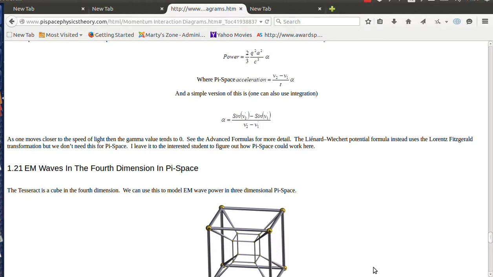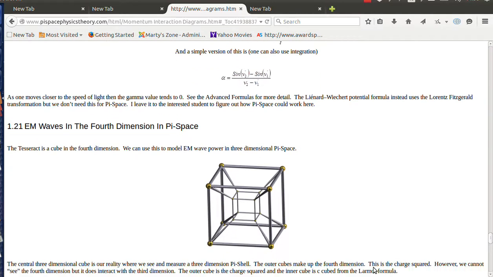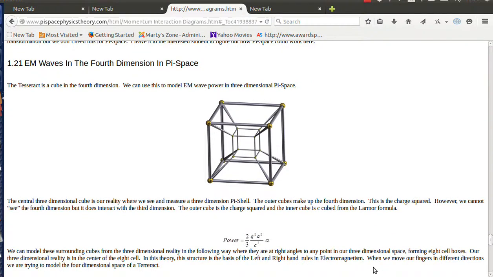Hi there. In this part of the PySpace theory, I want to discuss electromagnetism and how it is treated in PySpace. The idea of PySpace is not necessarily to rework the existing formulas. The idea is that the formulas are fine. It's just to provide an enhanced understanding of how they work theoretically.